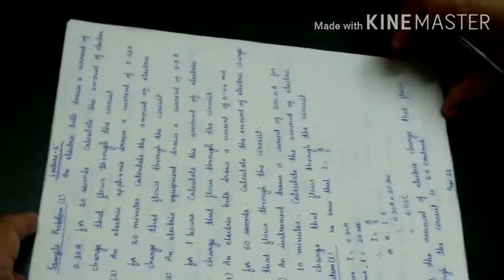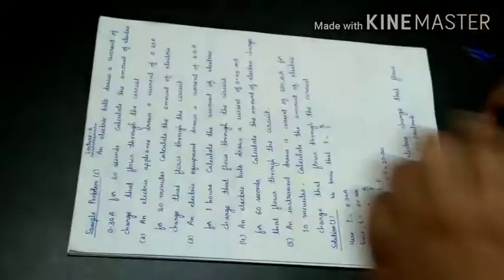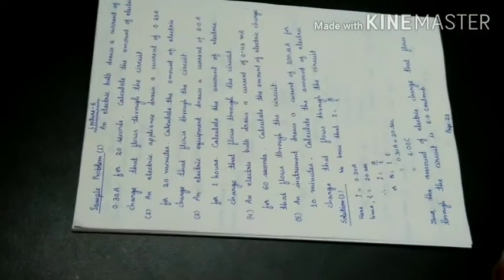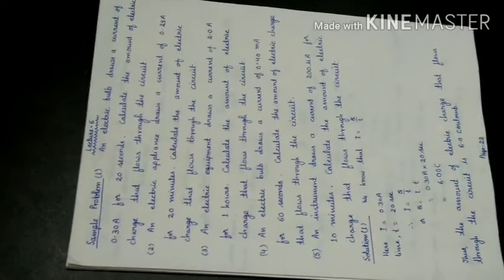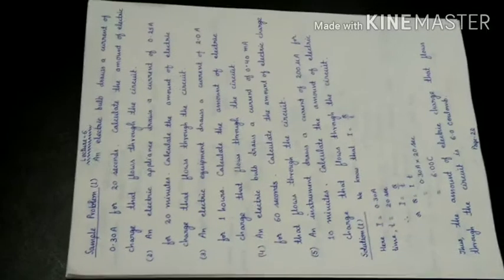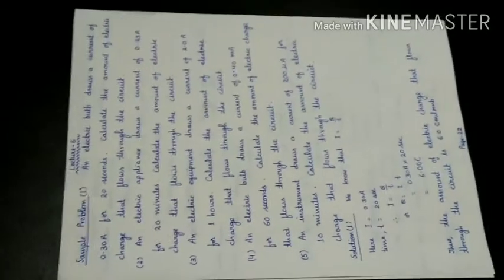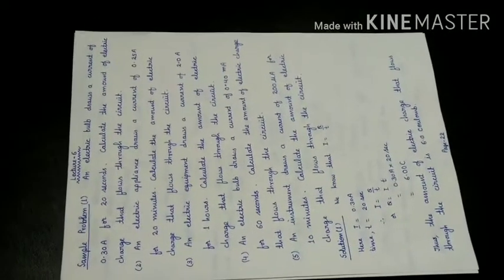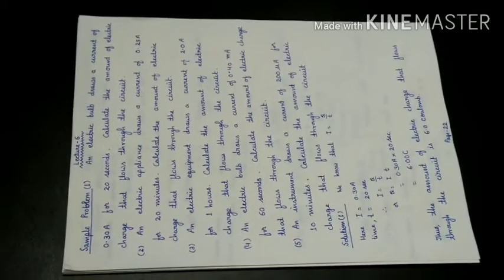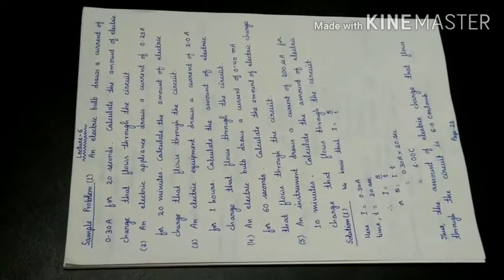Here I have selected only the time and ampere in various modes. Somewhere I have taken time in seconds, in some problems in hours, in minutes. You should keep in mind whenever you are solving the problem, time is to be converted into seconds, and current must be in ampere. If it is milliampere, you should convert it into ampere. If it is microampere, it should be converted again into ampere.